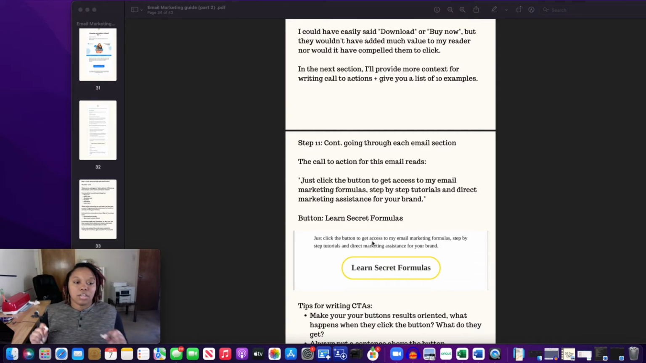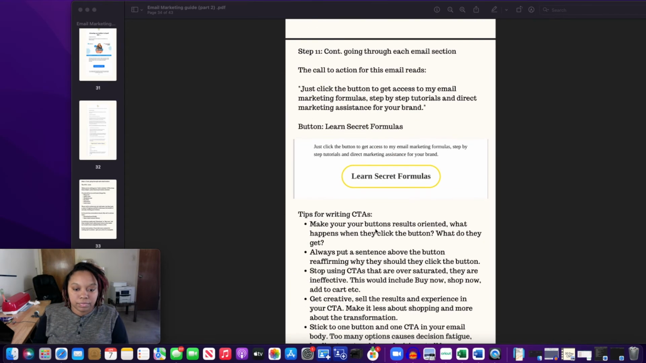And something that you might be missing from your call to action button is a text above it that tells them exactly what you want them to do and exactly what they will get if they do it. So I always like to include a sentence talking people into clicking my buttons. So for the one that says learn secret formulas, I put just click the button to get access to my email marketing formulas, step-by-step tutorials, and direct marketing assistance for your brand, and then they can click learn secret formulas. This tells them that by clicking this button, you're going to get A, B, C, and this is how I'm going to help you get that. I've already explained everything in the email beforehand.